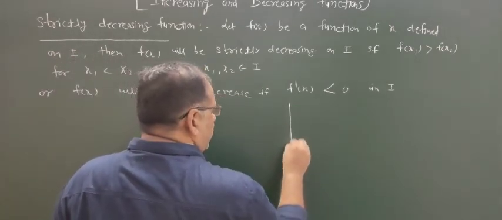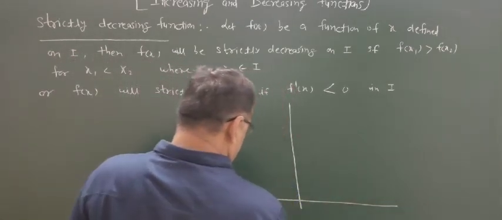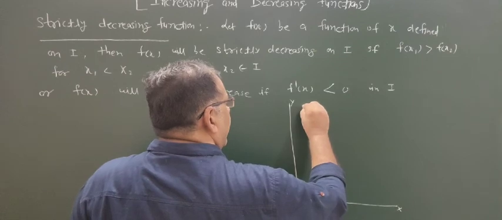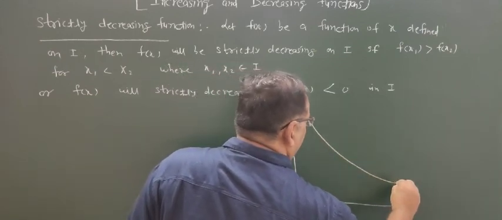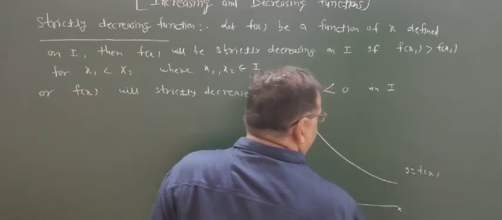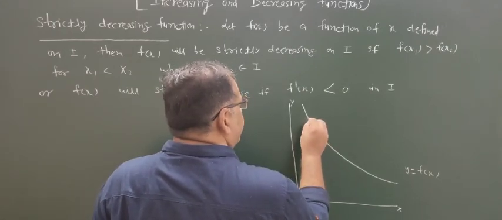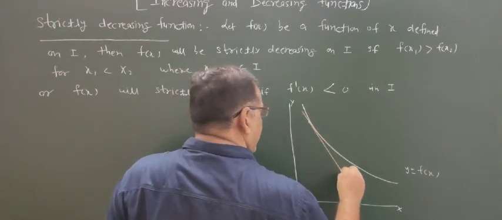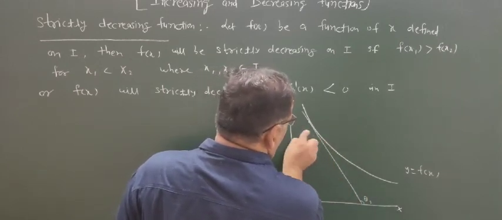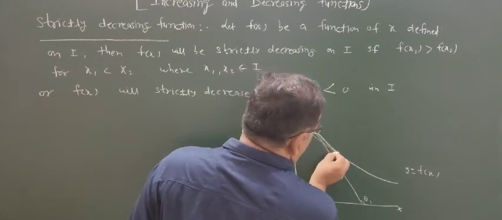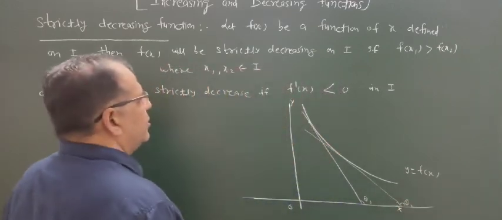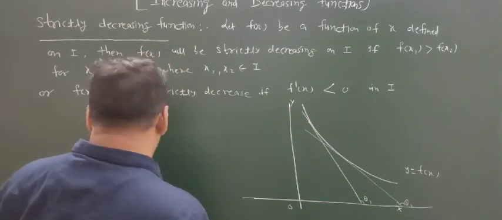If we go through the graphical approach, this is the graph of function y equal to f(x). If we draw a tangent anywhere on this curve, we observe always the angle made by the tangent with the positive direction of the x-axis is obtuse. That means f dash x is always less than 0.